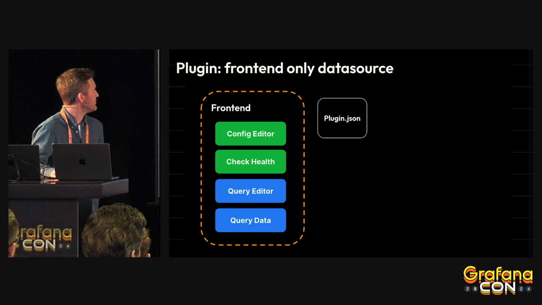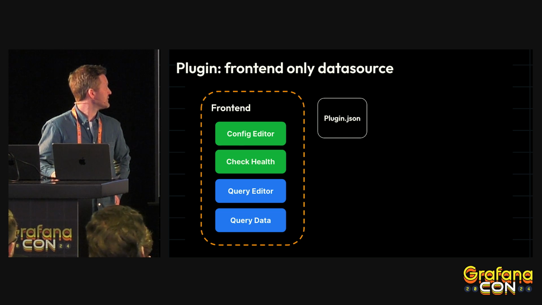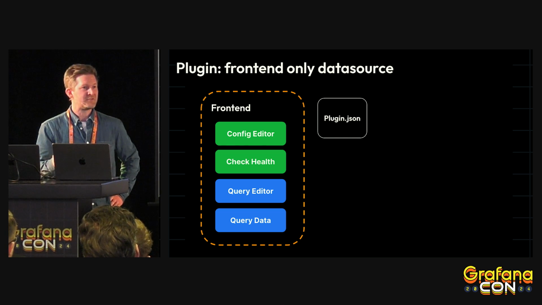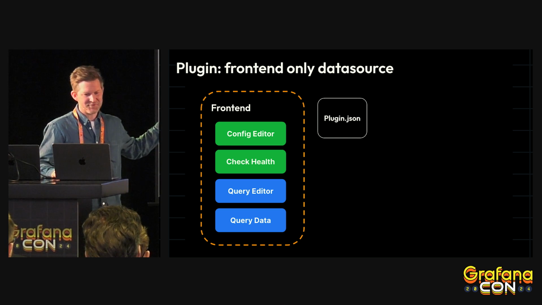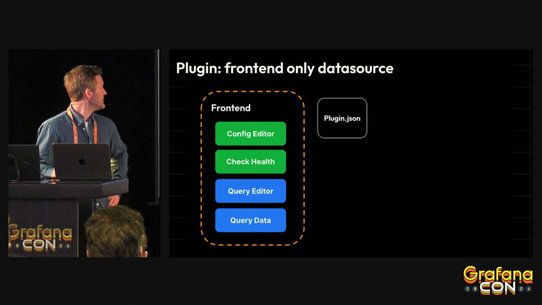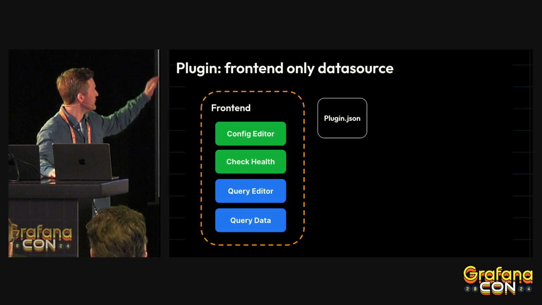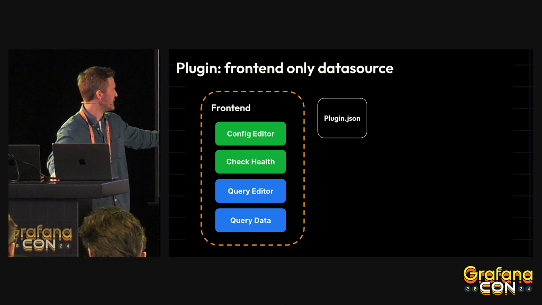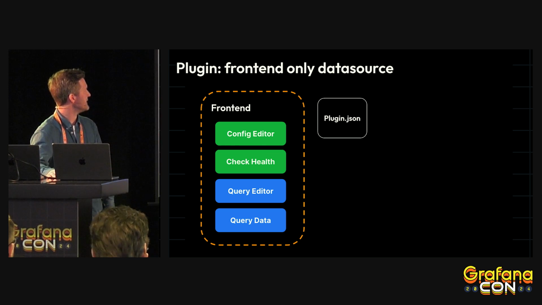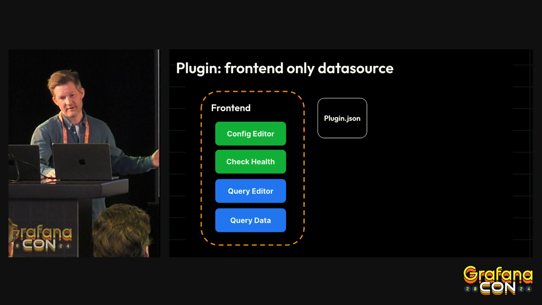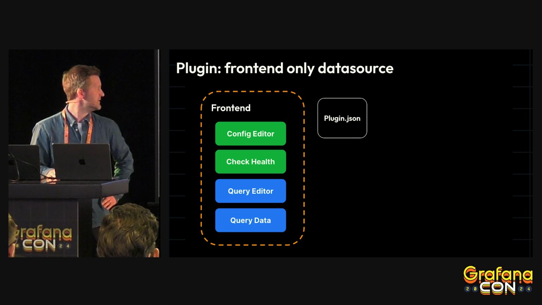All plugins have a plugin.json file, and it's basically a static metadata information file that contains all information necessary to run and to work with the plugin. In this illustration, we have a front-end only data source. In addition to what David mentioned earlier with the query editor and the config editor, we also have a check health and a query data functionality. The check health is being used to verify that the plugin is correctly configured and working as expected. And the query data is used to run the query that the user has defined in the query editor.